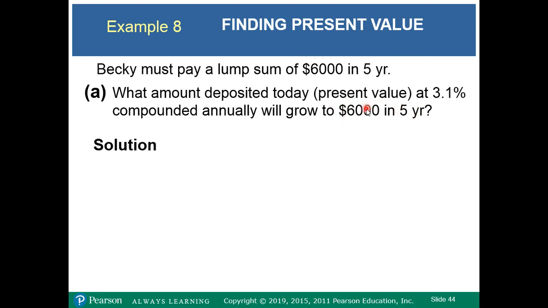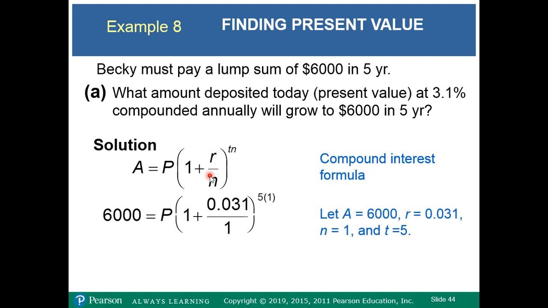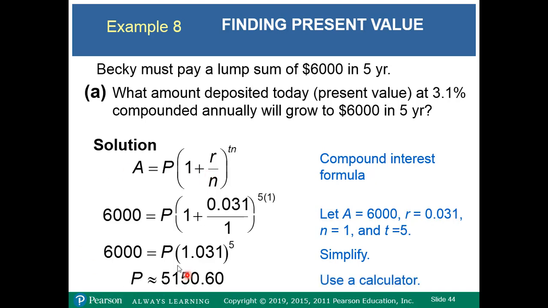Well, now we know this is her goal. This is what she needs to have. So this is the A, right? This is the future value. So we need to find P. What is the deposit amount, the principal amount? And R is 0.031 and T is 5. So with the compound interest formula, now we're going to solve for P. We know everything else, so we're just going to plug and chug. Okay, so now we just solve for P, and we get P is approximately $5,150.60.